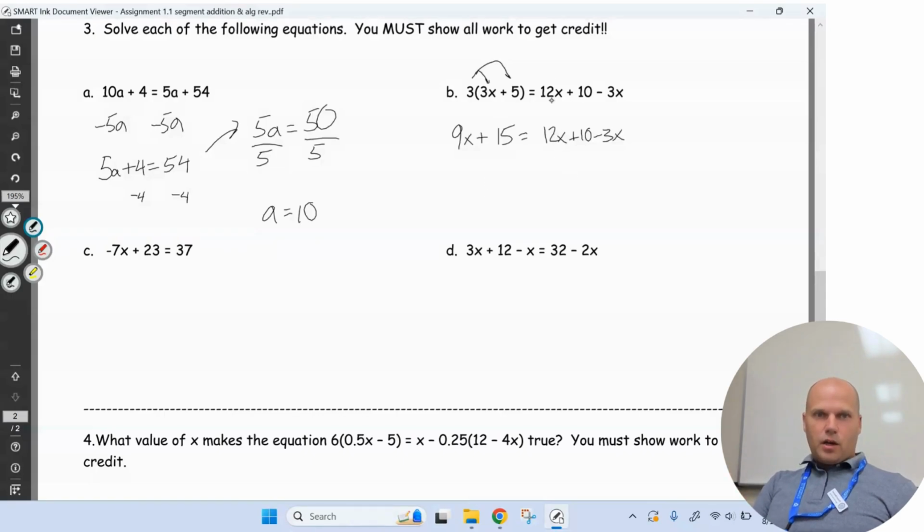Good start. Here, I got 12x, I got 10, and I got -3x on one side of the equation. This is the idea of same side combine. 12x's minus 3x's, well, I have 9x's on that side.